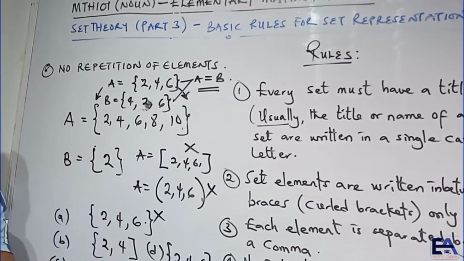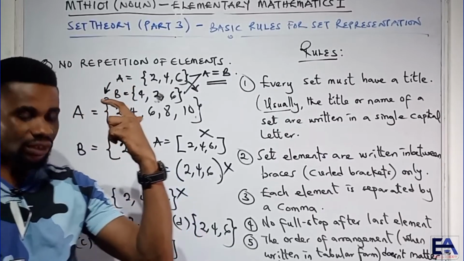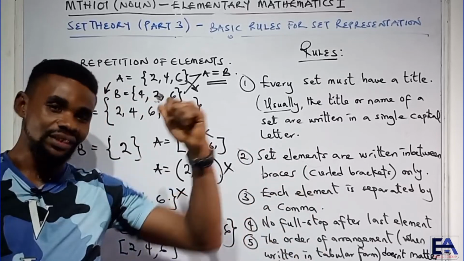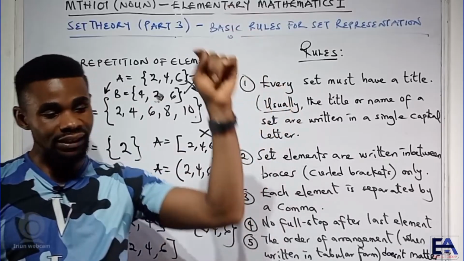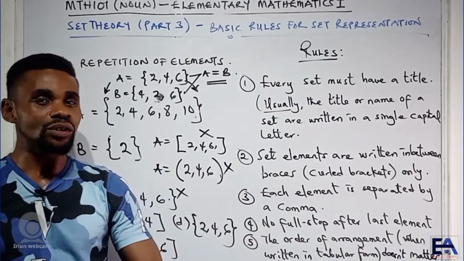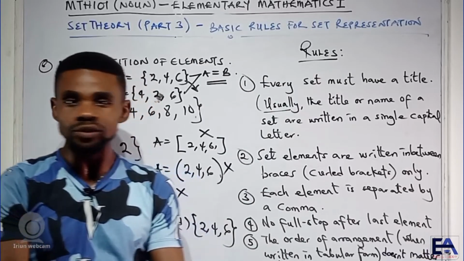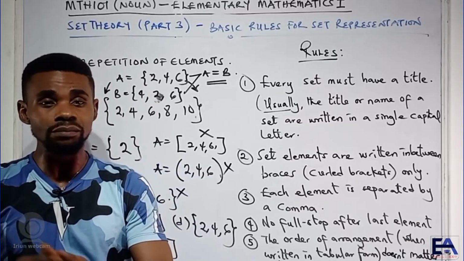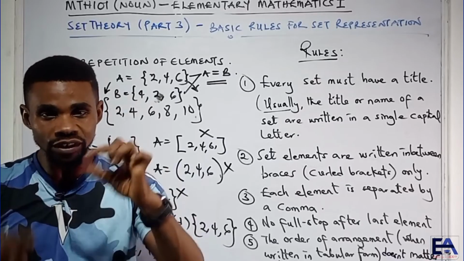So if you and I are in the same class, we belong to the same set. Today you sat at the front, I sat at the middle, and tomorrow I decided to sit at the back, and you sit at the middle or at the front or anywhere. It doesn't mean that because the seats have changed, we no longer belong to that set. Do you get what I'm trying to say? So the order of arrangement does not matter. It doesn't matter whether you put 2 before 4, or 4 before 6. What matters is the presence of the elements.